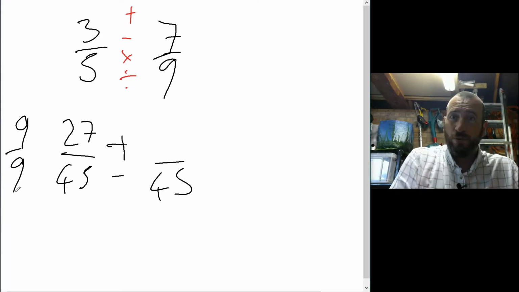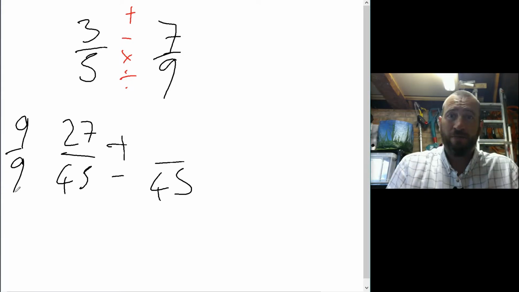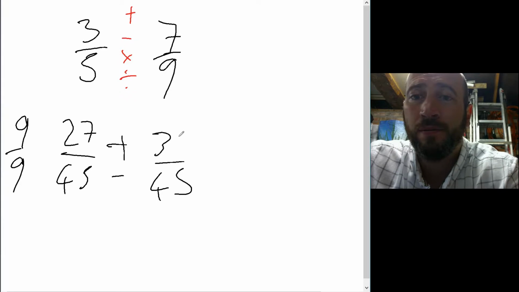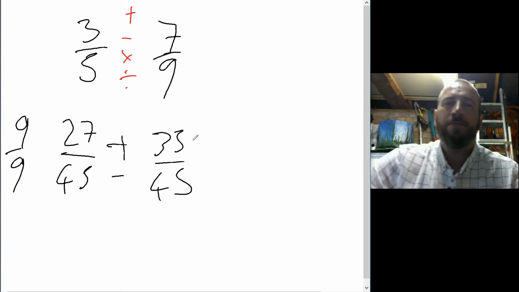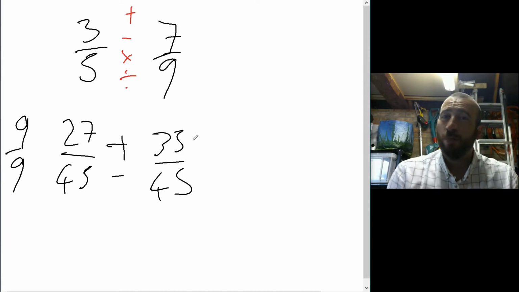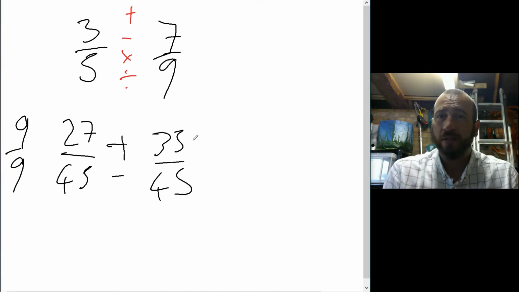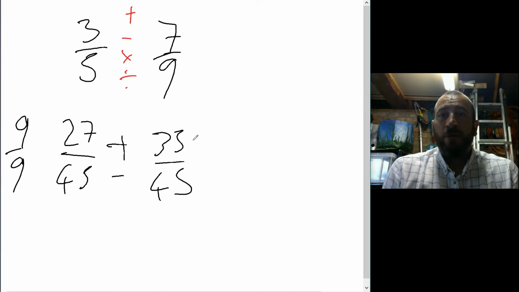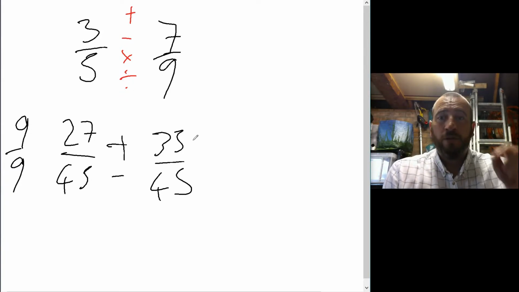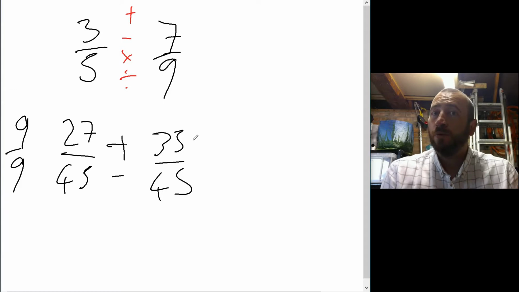To make 9 into 45, we need to multiply 9 by 5. To keep the fraction the same, we need to multiply 7 by 5. So we get 35 over 45. So now we've got two fractions which are exactly the same proportionally as the smaller fractions. And all we need to do now, if we're adding, we add the numerators. If we're subtracting, we subtract the numerators, but we leave the denominator the same.